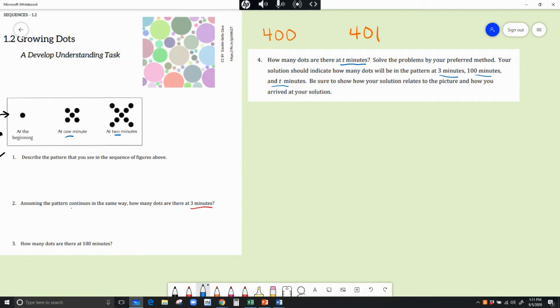Be sure to show how your solution relates to the picture and how you arrived at your solution. So at this point, see if you can figure out a way to do that. Also, if you have any idea how to make a table of values for this information, now is the time you're going to want to do that. All right, go ahead, give it a shot.